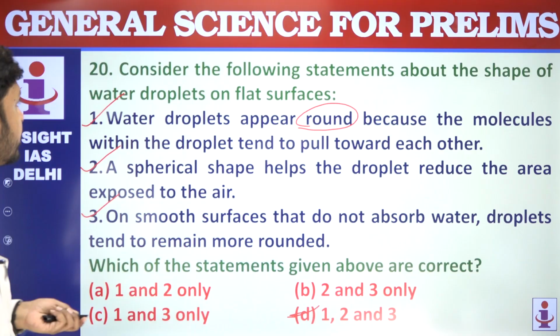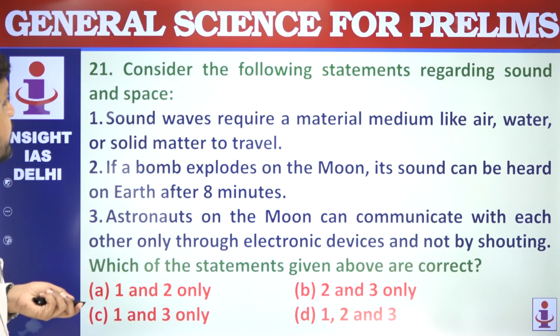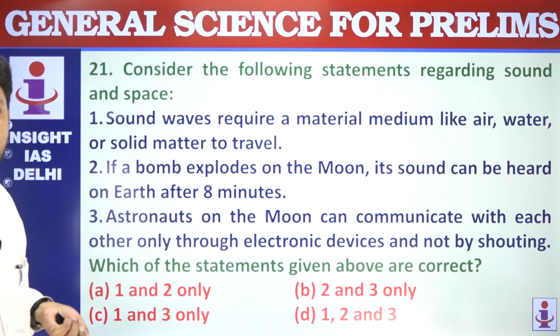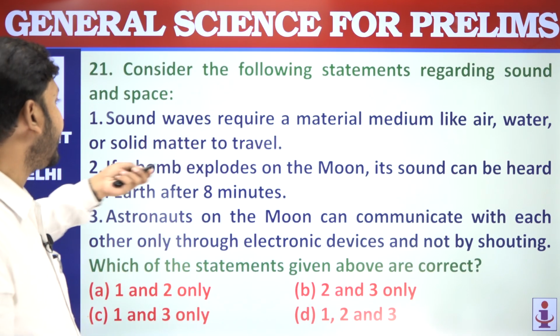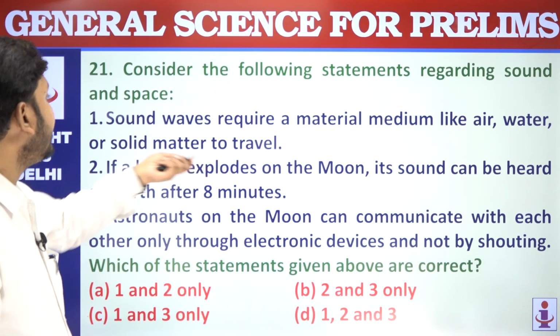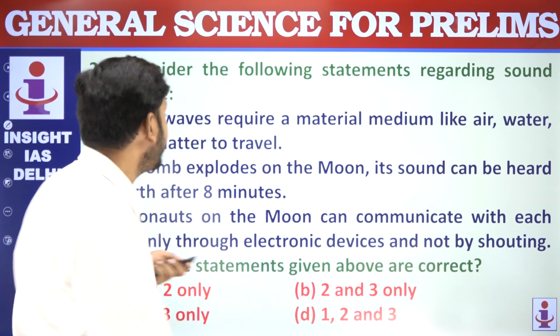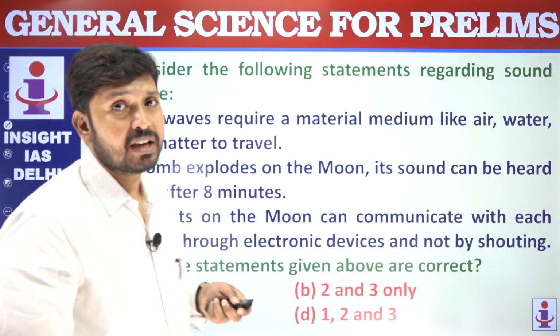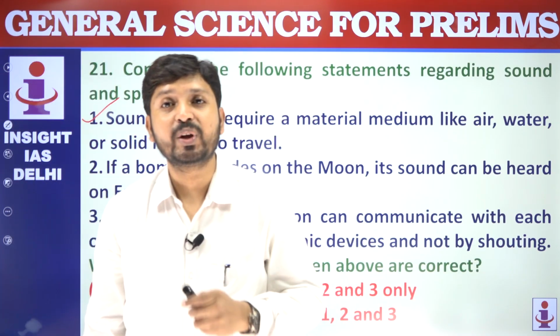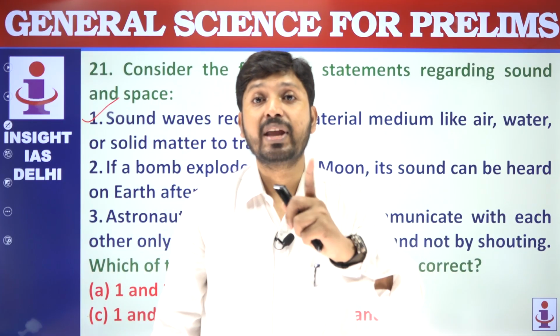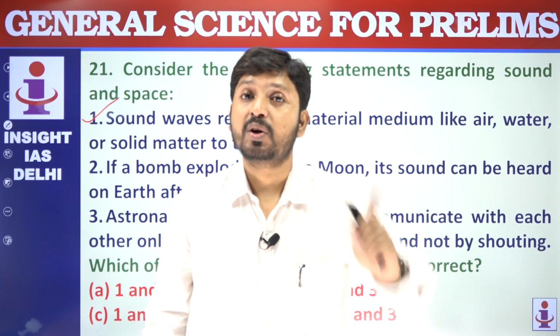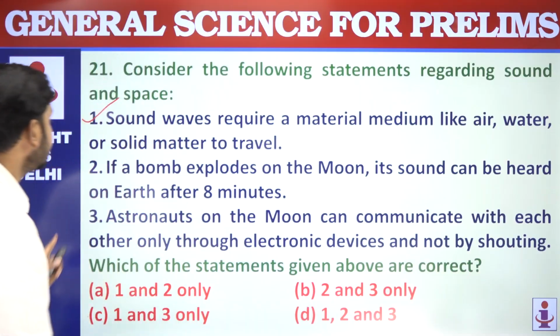Is it clear? Let's go to the next one. Consider the following statements regarding sound and space. This is also a very simple question. Sound waves require a material medium like air, water, or solid matter to travel. Yes, this is a true statement, because sound is a mechanical wave, and a mechanical wave needs some medium to be transferred. Without that medium, it cannot travel. That means in vacuum, that is, in space, sound waves cannot travel. So this is the right statement.